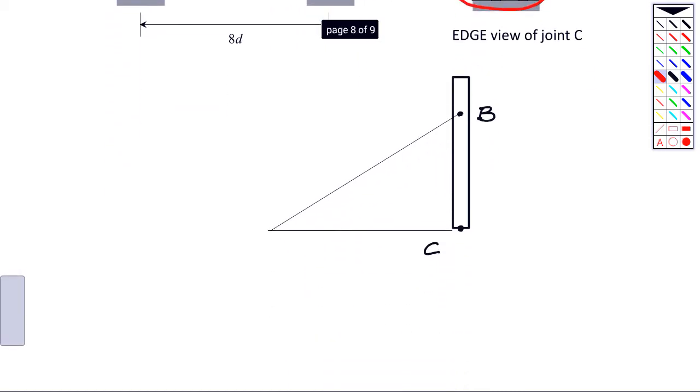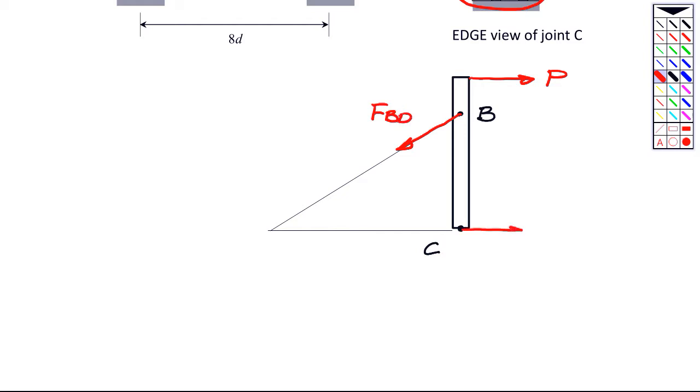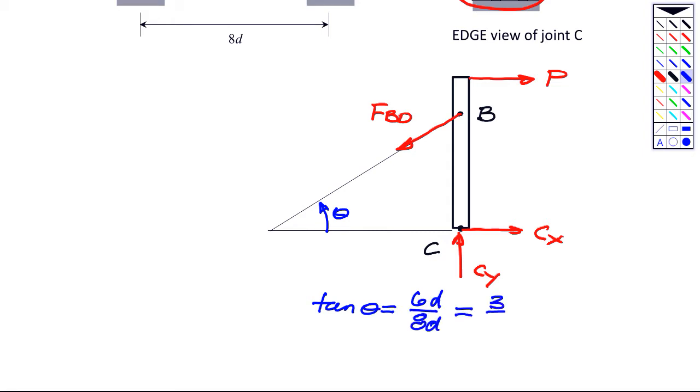In order to find the shear stress, we need to find the shear force. So let's do an FBD of link AC. We've got the applied force P. The cable force is going to run along line BD. The reaction forces are CX and CY, like this. And we'll also have to deal with this angle theta, where tangent theta is equal to 6D over 8D. So anytime we need tangent of theta, that's going to be the numerical value 3/4.